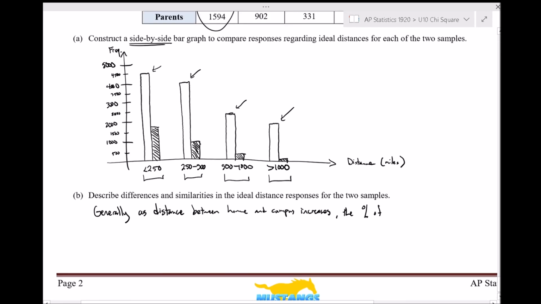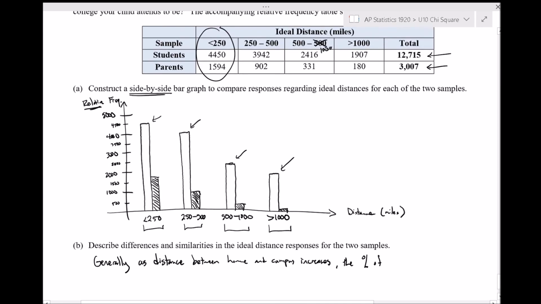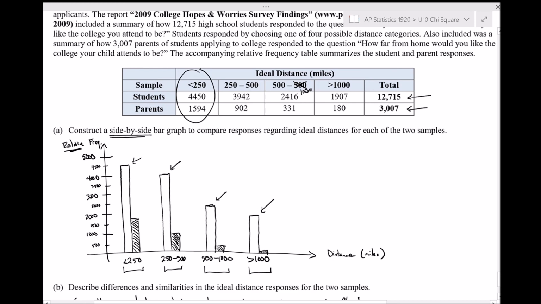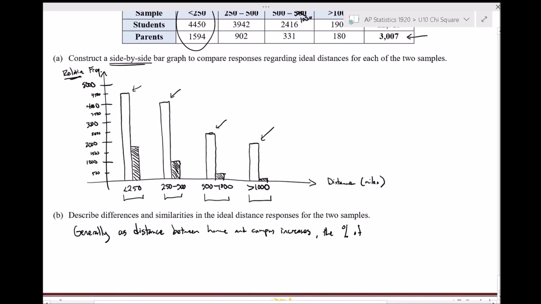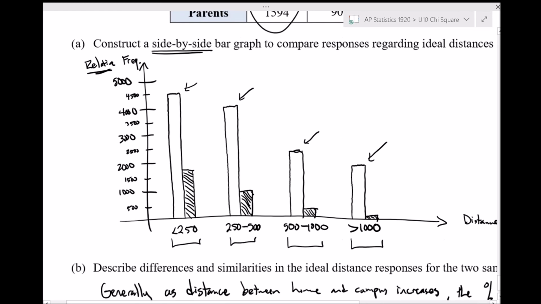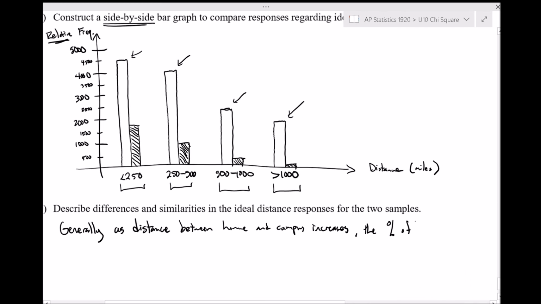Maybe what I should have done was graphed relative frequency instead. That's what should have been graphed, relative frequency instead, not frequency. So if I had changed that to relative frequency by distance category, that would have been a more appropriate graph. So this is more of an inappropriate graph. So the percentage of responses out of the sample size decreases.